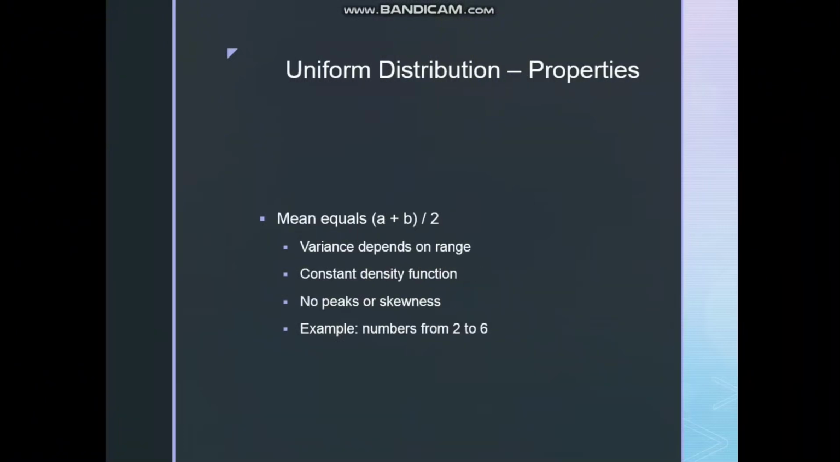The uniform distribution has simple mathematical properties. The mean of a uniform distribution is equal to the average of a and b. The variance depends on the width of the interval. The graph of the distribution is flat, with no peaks or skewness. For example, a uniform distribution between 2 and 6 has the same probability density at every point.